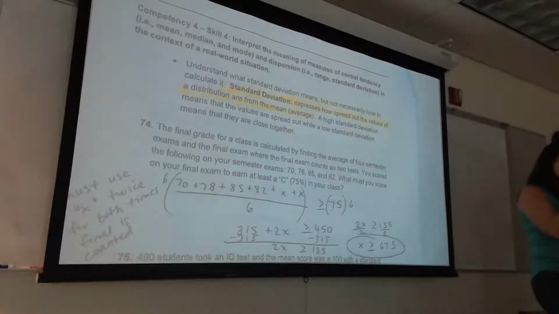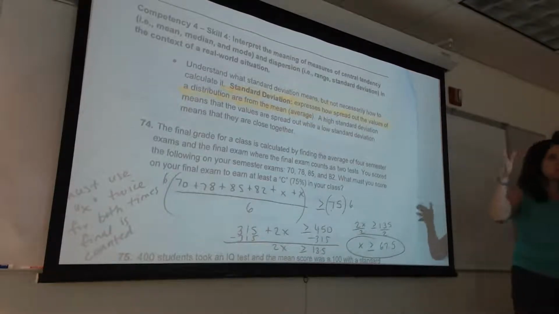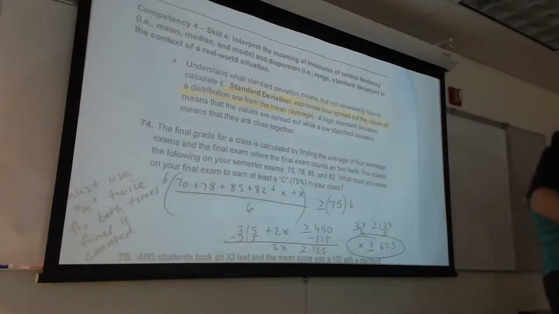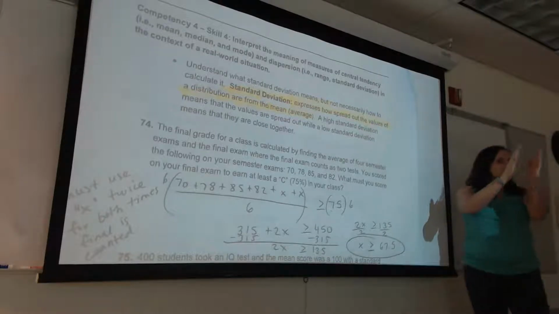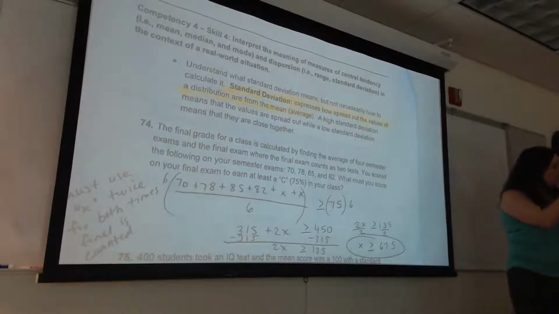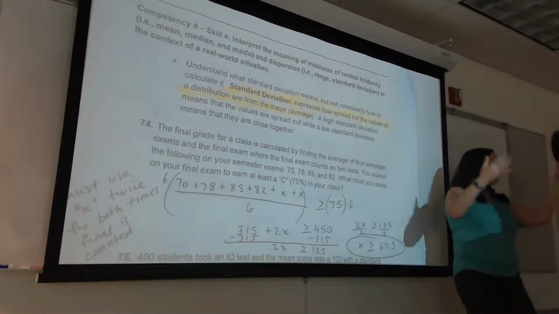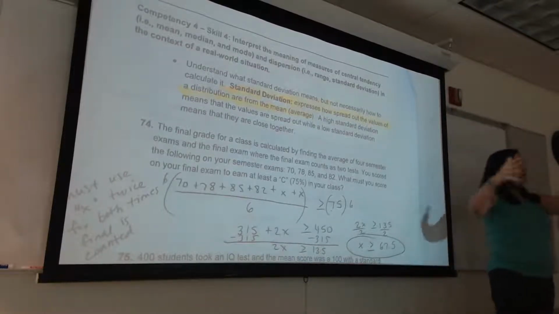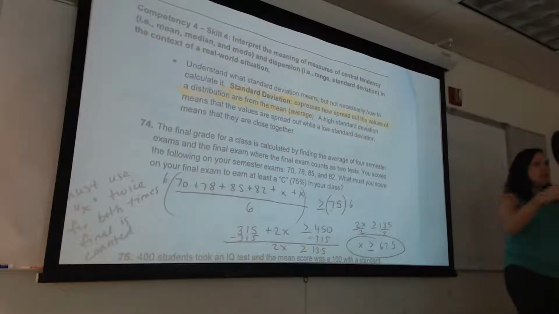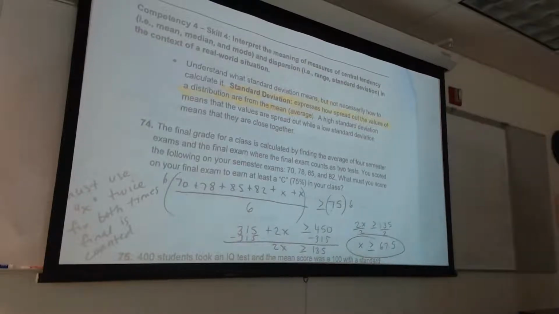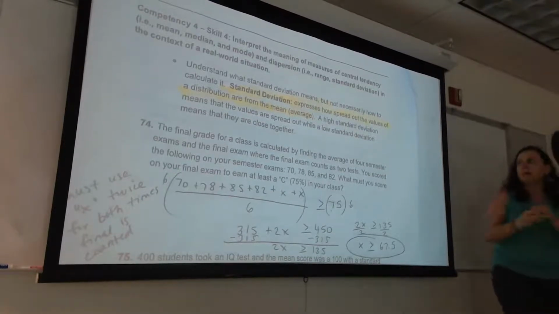So basically, how widespread is the data? If it's a low standard deviation, and you'll know when we talk about a normal distribution curve, there's only 3 standard deviations. So if it's a low standard deviation of 1, that means everything's very close to the mean, very condensed. But if it's a high standard deviation of 3, that means it's very widespread. So standard deviation just tells us how the data deviates from the standard, or the mean.